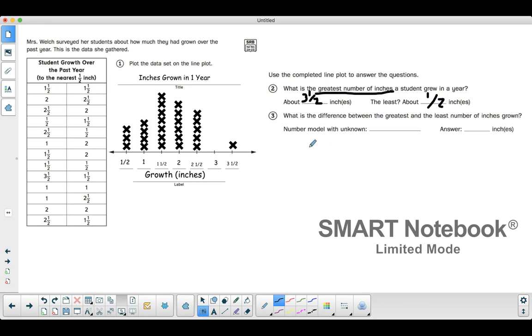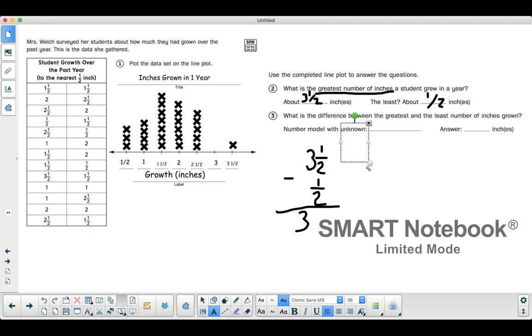The next question says, what is the difference between the greatest and the least number of inches grown? So if our greatest number of inches grown is 3.5 and the least is 1/2, to find the difference between the two, we are actually just going to subtract the 2 values. And when you do 3.5 minus 1/2, you get 3. Our number model with our unknown would look like this. We would have 3.5 minus 1/2 equals D. And our answer is 3 inches.